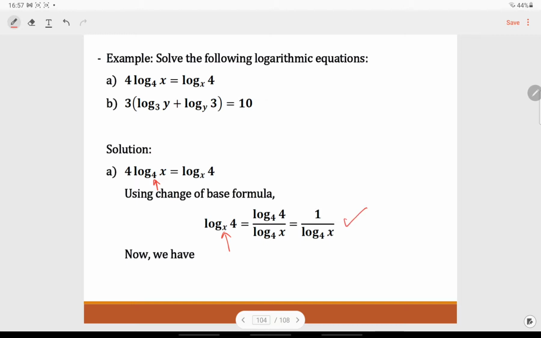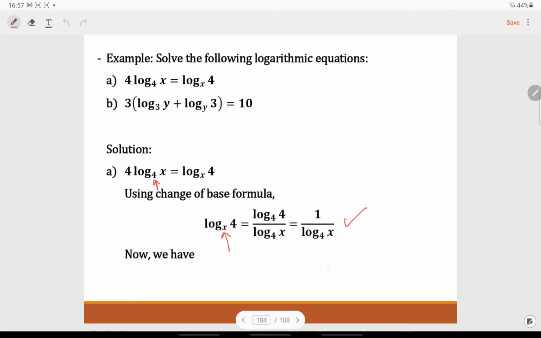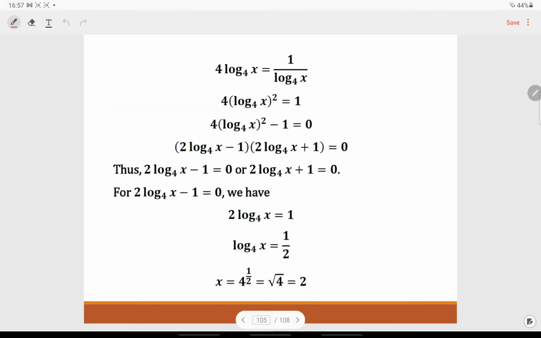So this is the answer. Okay, this is the outcome: 1 over log x to the base 4. Now we have this, the new form of the previous equation. So we have a common base here, base 4 and base 4. So now we can proceed. We take this one to the other side, so we have this equation. And then we take 1 to the other side, so we have this equation.